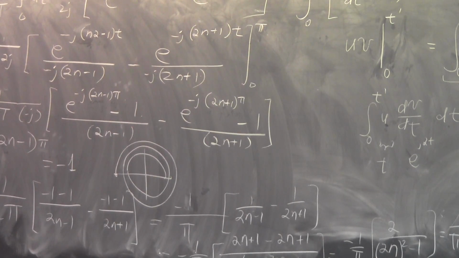Yes? I keep getting lost between the capital T's and the little t's. Is there a significance? Capital T is a period. It's usually used to denote the period. Little t is the time variable, always changing. It's something that has not a fixed value. Capital T is something that is fixed in value. It represents the period, and in this picture, you can see that the period is pi. So capital T is the same as pi.